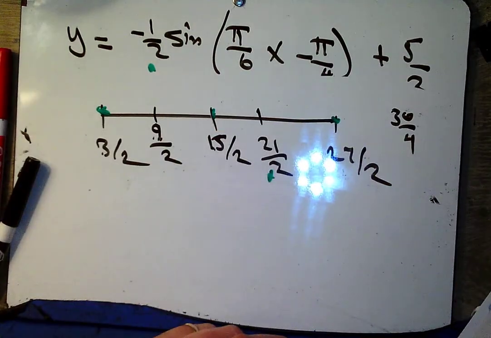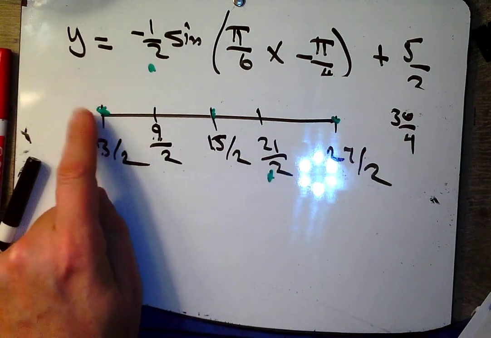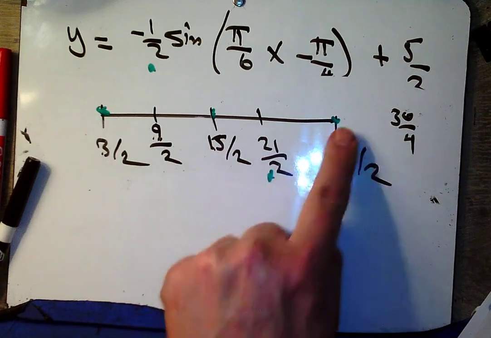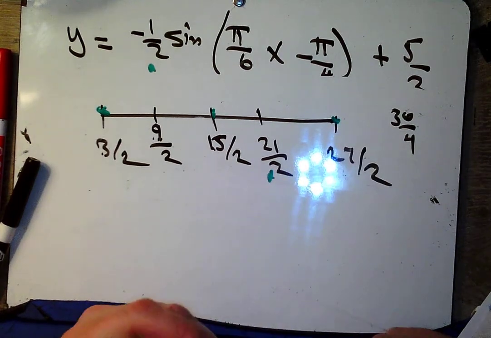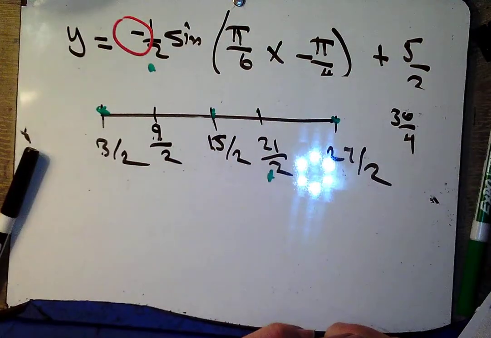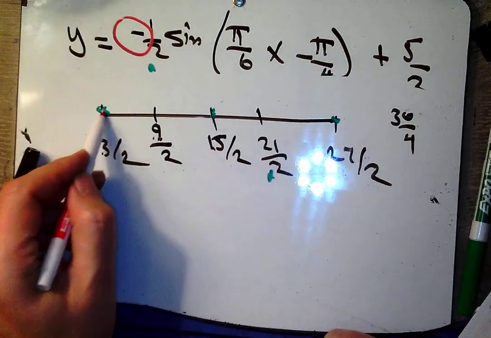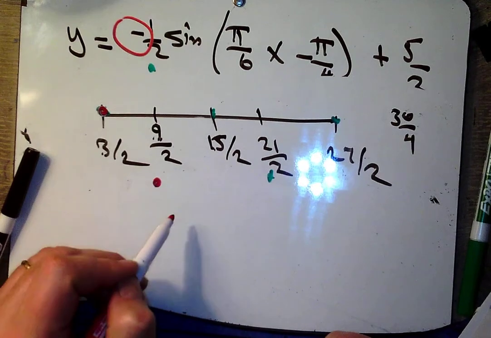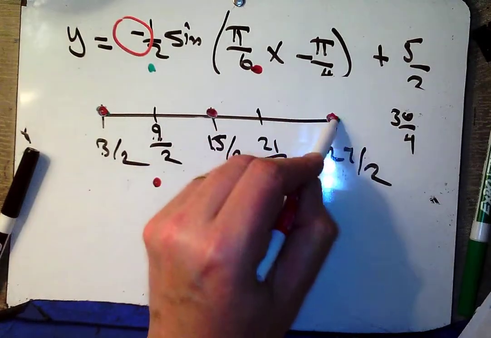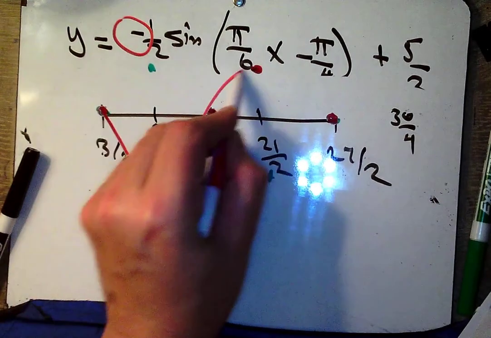No. Why not? I thought sine started on the midline, went high, back to the midline, down low, and back to the midline. Yes, that's true. Positive sine does do that, but this is negative sine. So negative sine starts on the midline and goes low, back to the midline, then high, and back to the midline. So here's our graph.